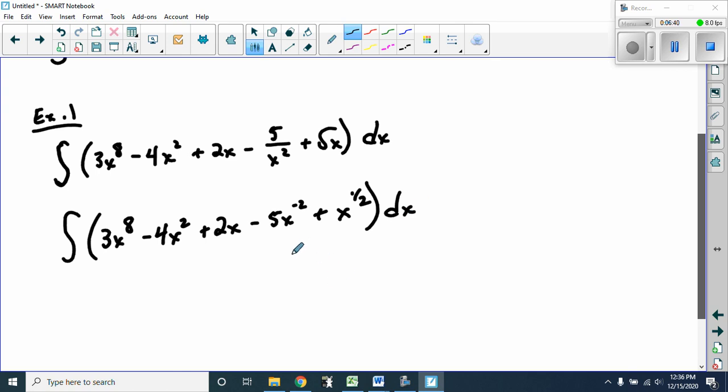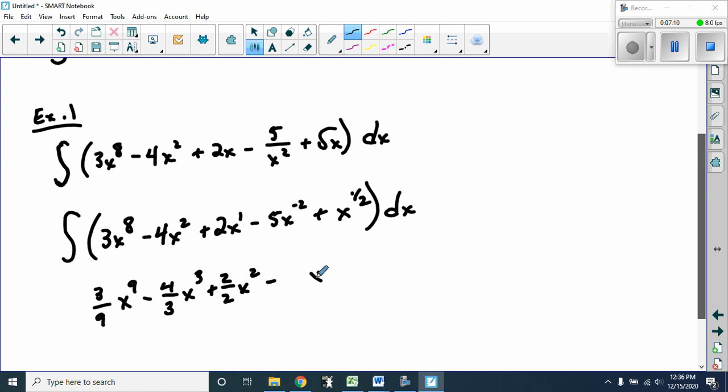And now we can use the power rule. The power rule says if I'm integrating, I add 1 to the exponent, and I divide by that thing. So 3, I'm dividing by 9. Add 1 to the exponent, and divide by that thing. The 4 was already there, I'm dividing by 3. Add 1 to the exponent, divide by that.